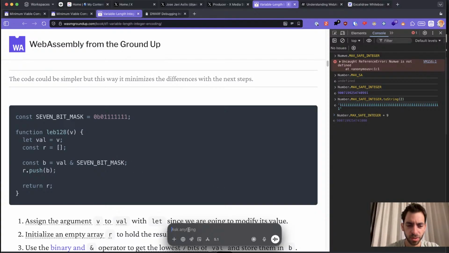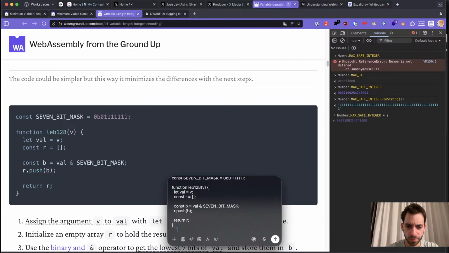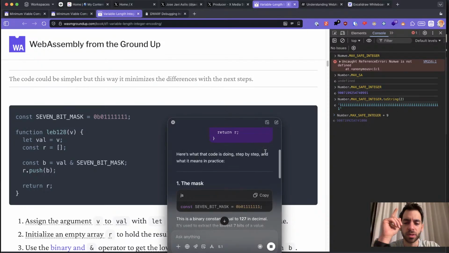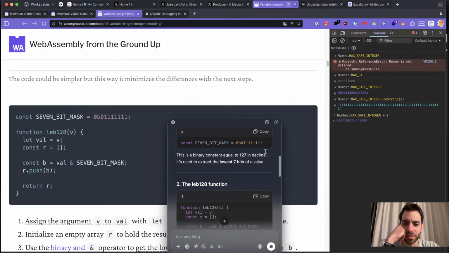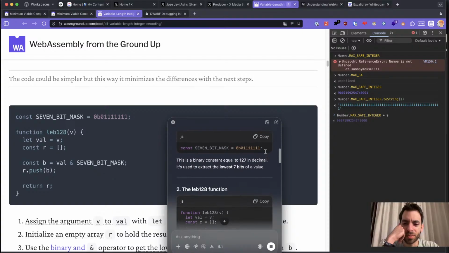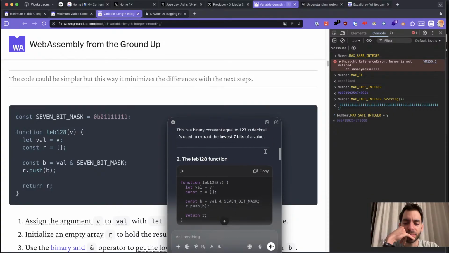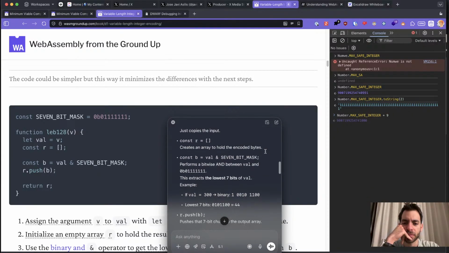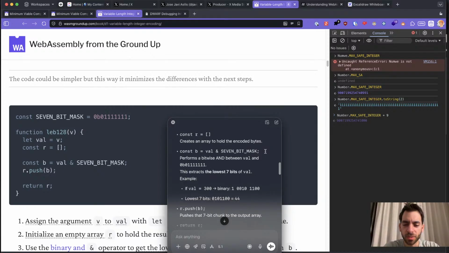Explain to me what this code does. It's written in JavaScript. Let me see what it actually says. Here's what the code is doing step by step and what it means in practice. This is a binary constant equal to 127 in decimal. It's used to extract the lowest 7 bits of a value. And val, this extracts the lowest 7 bits of val.